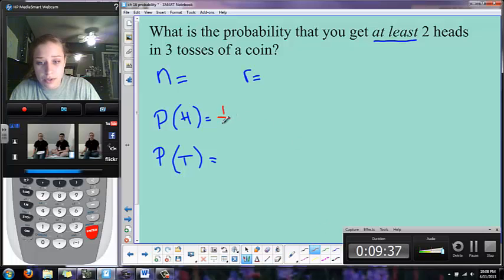Probability of heads is always 1/2. Probability of tails is always 1/2. My N, the probability that you get at least 2 heads in 3 total tosses of a coin. So my N is 3.